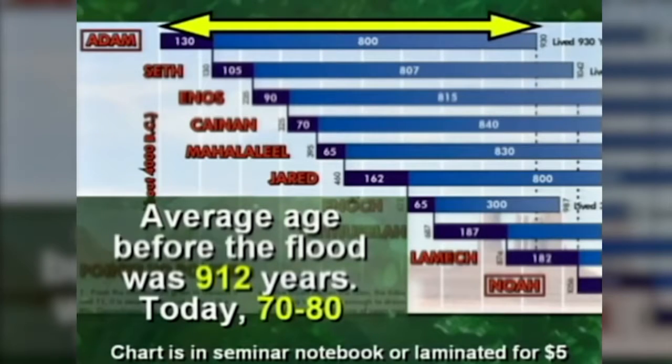One guy is going around, claims he's a creationist. He says, now folks, they didn't really live to be 900. They counted every month as a year. They used a lunar calendar, and you have to divide those numbers by 12. Wow, that's an even bigger miracle.